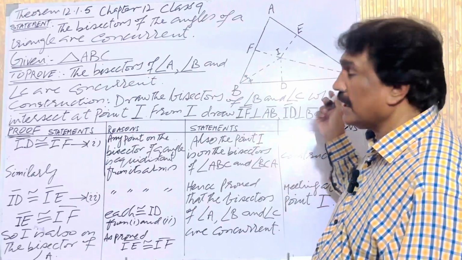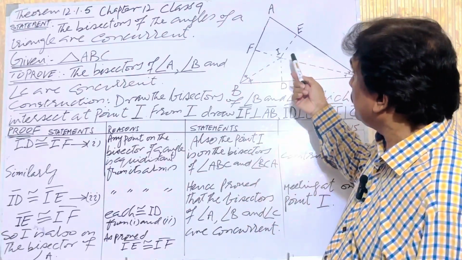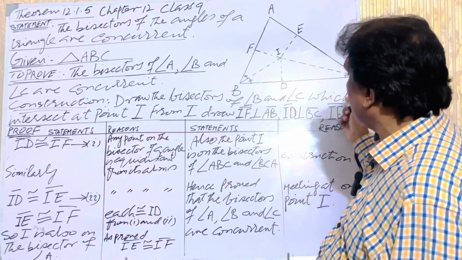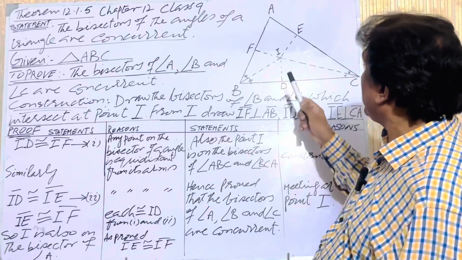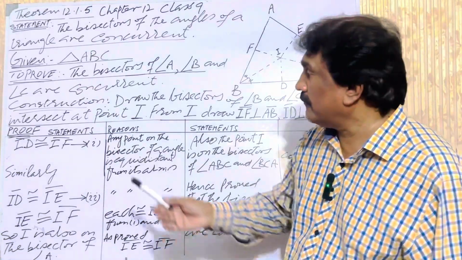It can be here, here, here, anywhere. Okay, got it? So this is the difference. Please keep this in mind. Okay, so we have drawn IF perpendicular on AB, ID perpendicular on BC, and IE perpendicular on CA. Done. Now we'll go to proof.